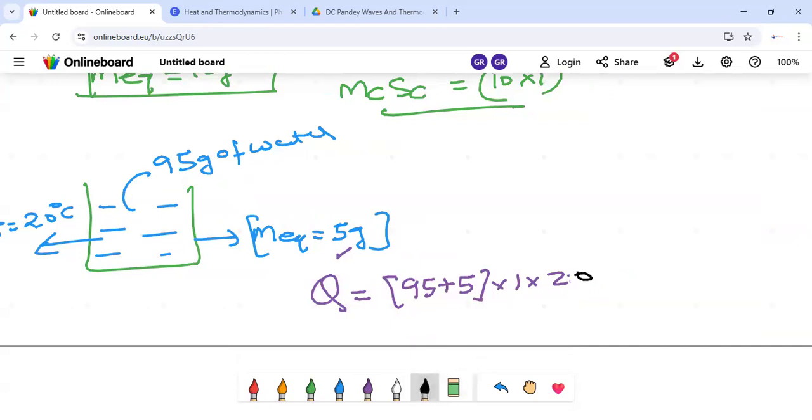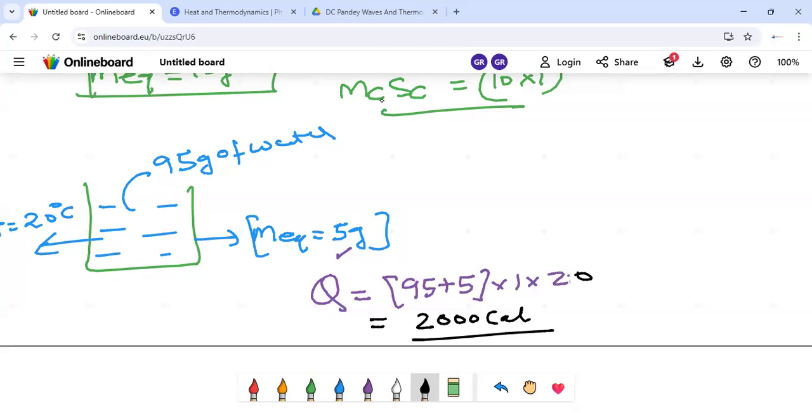So 20. So how much will you get? 100 into 20. Is that clear to all of you now? This water equivalent concept? Tell me fast. Yes, sir. Conceptually?